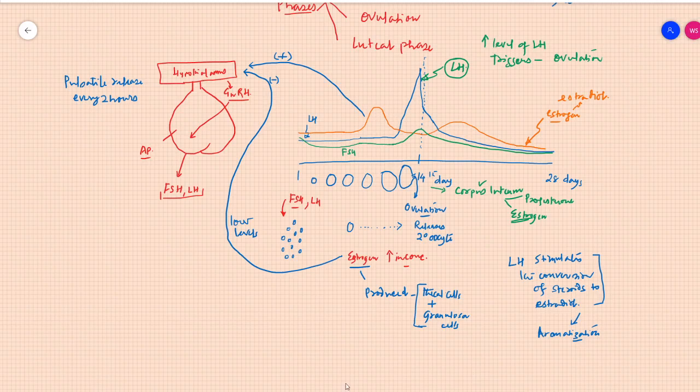So ovulation usually happens 1 day after the LH surge. So let's write it down here. Ovulation occurs 1 day after LH surge. Surge means rapid increase in concentration.